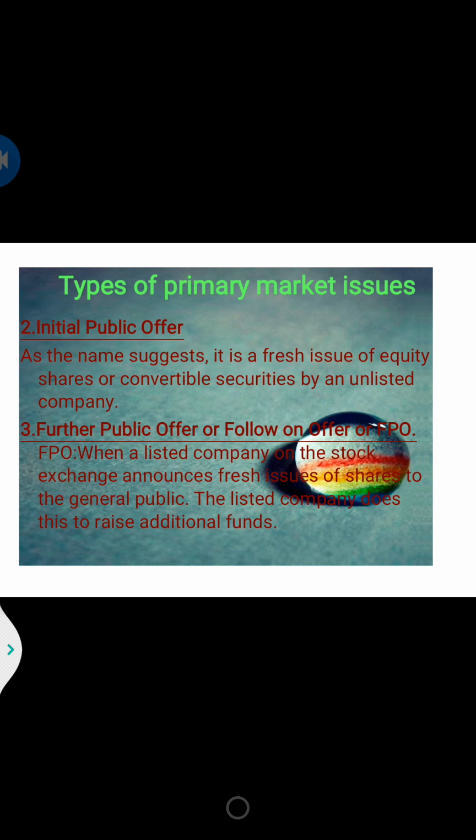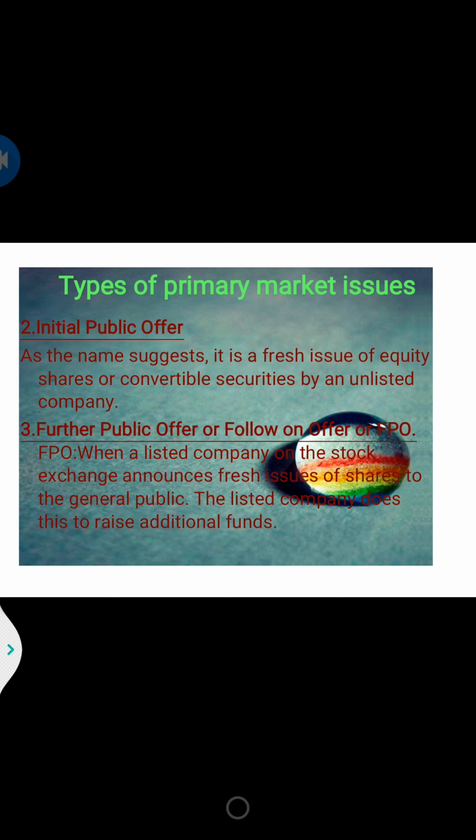An issuer company makes an IPO of equity shares through the book building mechanism or green shoe option. We can easily understand these in the upcoming topics: green shoe option, book building and all. In simple terms, it means the first sale. Initial means first, offer means sale. It is the first sale of shares by a private company, or an issuer of shares for the first time. This we call an initial public offering.